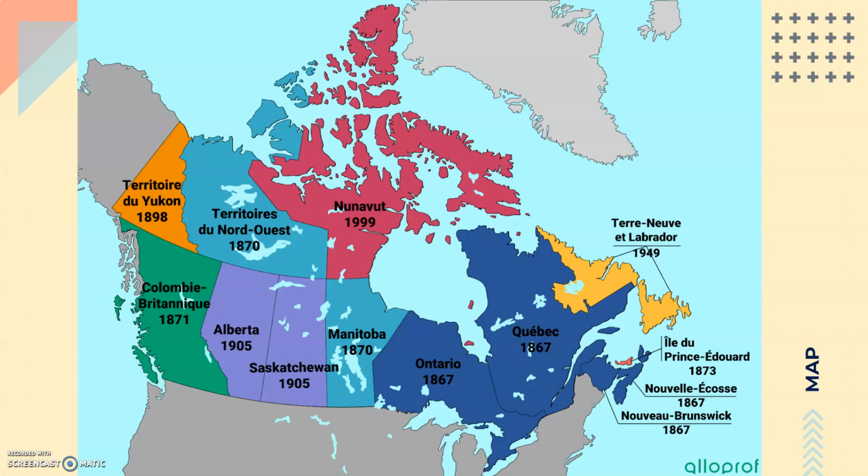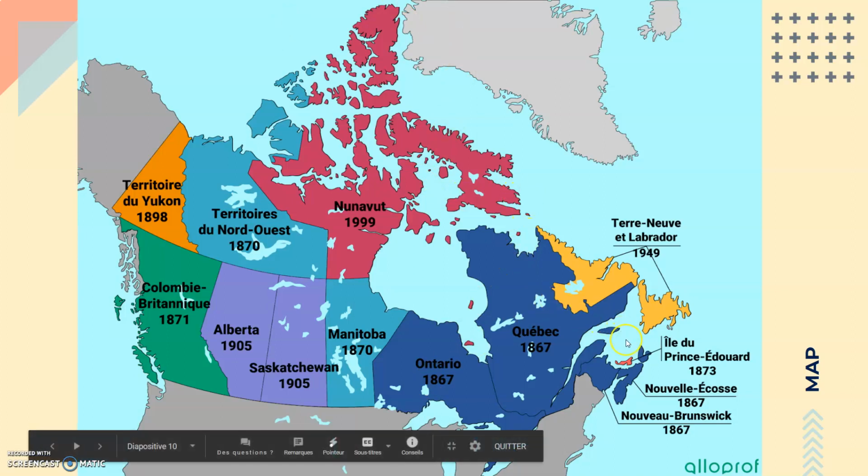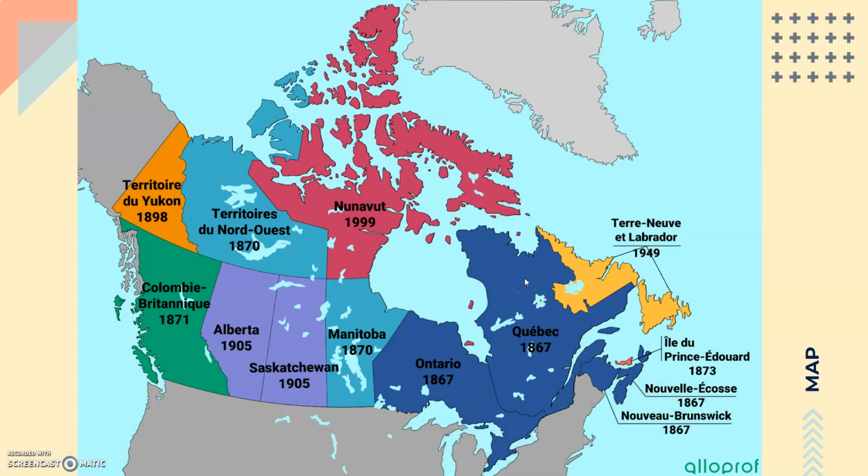Alright, so here, let's have a look at the map. So as you can see in blue are the 4 provinces, 1, 2, 3, and 4, that decided to create Canada as we know it today, with the Confederation. Then, with time, new provinces were added.